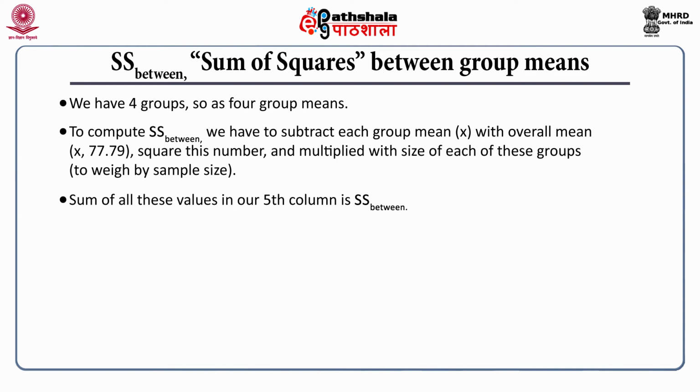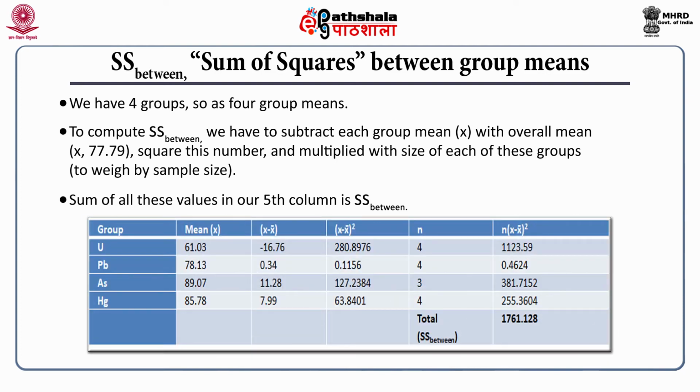As you can see in this particular table, for example, the group mean of uranium is 61.03. You subtract the total mean and you get negative 16.76. So we now have to square it to convert the negative value to a positive value. We have explained this in the standard deviation module. After squaring, you multiply with the group size. Most of the group sizes are 4, except in the case of arsenic, which is 3. And finally you calculate the sum of all these values. So that is called SS between.